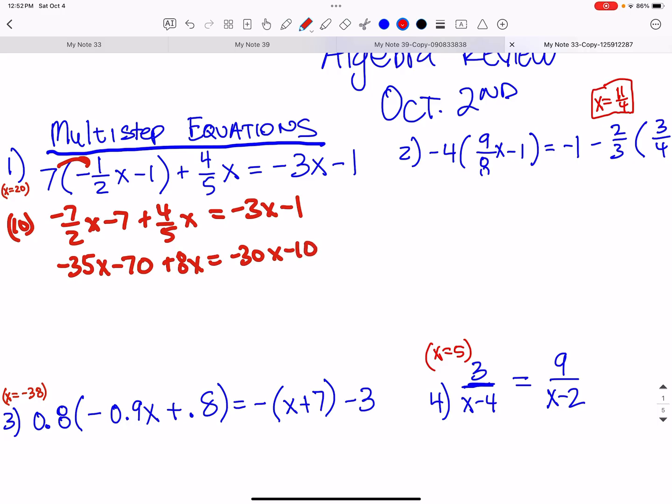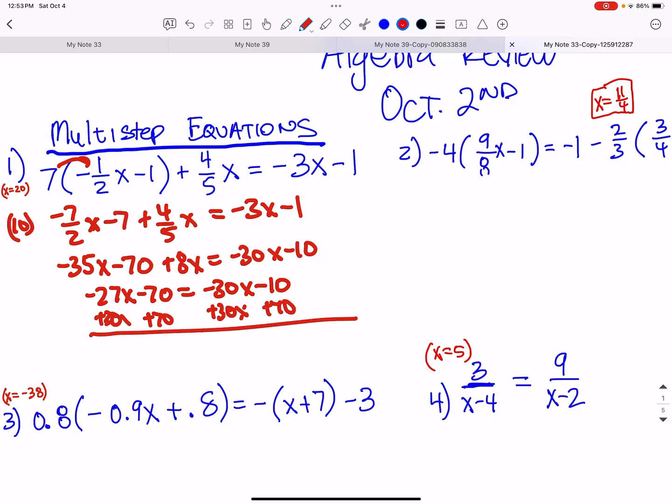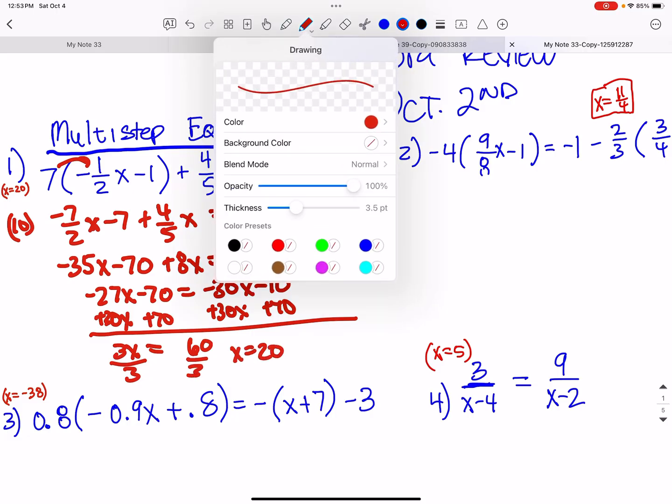Let's go. What is this? Negative 27x minus 70 equals negative 30x minus 10. Let's add 30x and add 70 to both sides. We got 3x equals 60. Divided by 3, x equals 20. Okay.